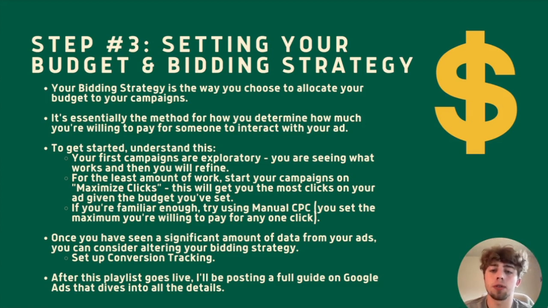So first, your first campaigns are going to be exploratory. What this means is you're exploring what works and what doesn't work. For the least amount of work, what you should do is use an automated bidding strategy called maximize clicks. This is going to get you the maximum amount of clicks on your ads given the budget that you have set. There's another automated bidding strategy called maximize conversions, which you'll be using later once you have data and once Google has data to work off of.